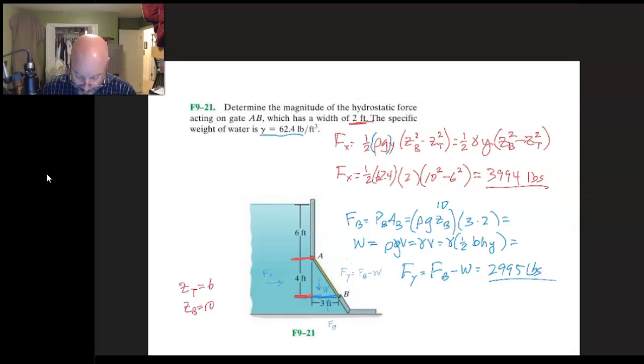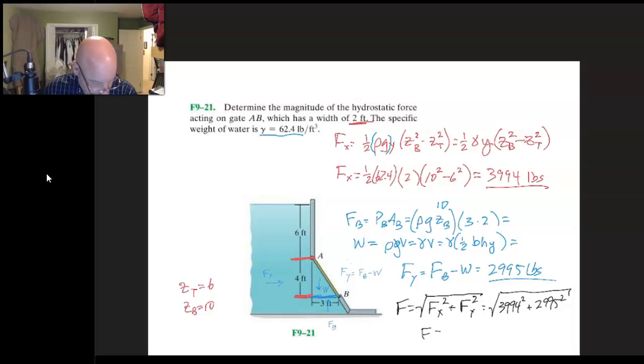Okay. So now our actual force, we're going to have the square root of Fx squared plus Fy squared, like so. So 3994 squared plus 2995 squared gets us to 4992 pounds. Okay. And there's our answer just like that.